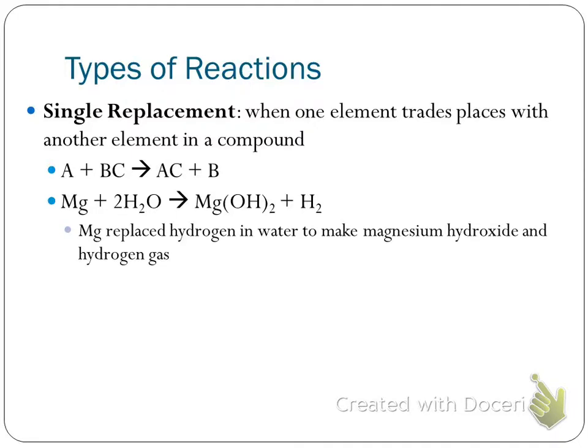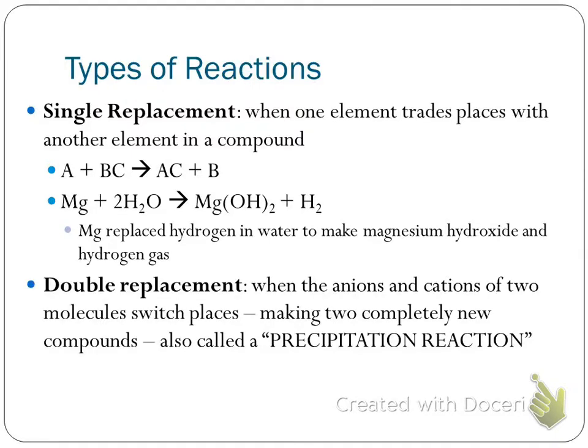And double replacement is when the anions and cations completely switch places. So anion and cation plus anion and cation, and they just switch. Okay, these are also called a precipitation reaction. Okay, this is when we form a precipitate most often. And that's the formula for double displacement.